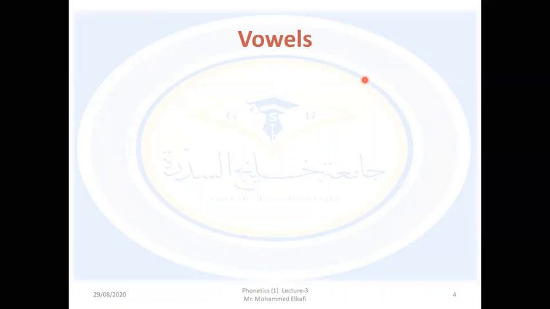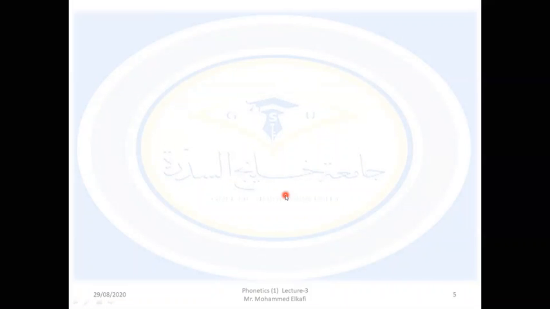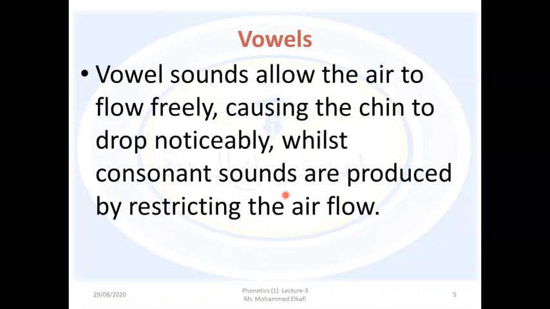About the nature of vowels, you can say vowels are sounds in which there is no obstruction to the airflow as it passes from the larynx to the lips. Vowel sounds allow the air to flow freely, causing the chin to drop noticeably, whilst consonant sounds are produced by restricting the airflow.